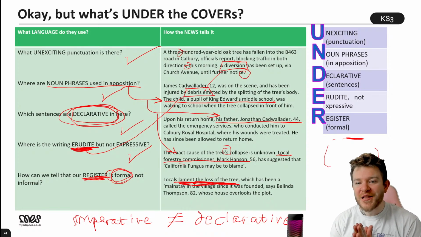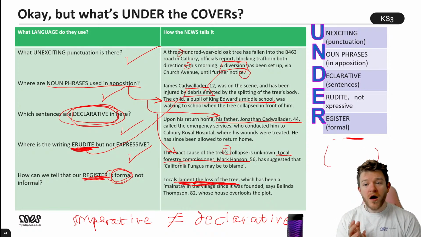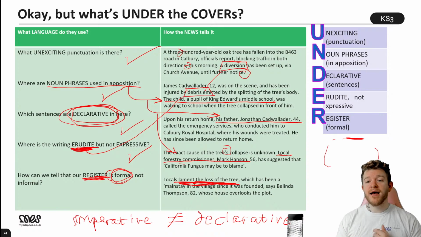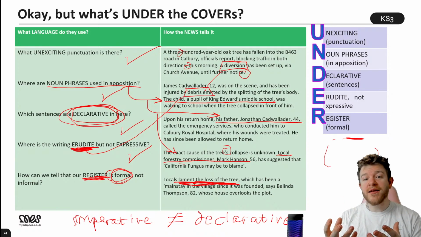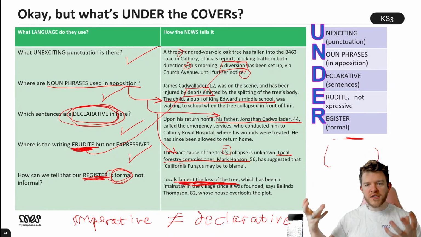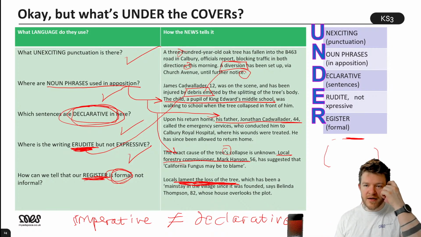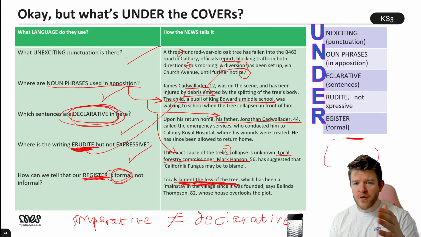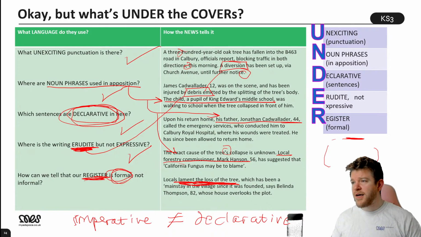Did they put "locals lament the loss" for alliteration? You know what? I didn't, because I wrote this. I did it completely by accident. I guess I'm just really talented at doing creative writing. We would try and avoid doing deliberate alliteration in a piece of writing like this because it's supposed to be very formal, very straight, very objective. Okay? You guys are absolutely amazing with the stuff that you're able to pick out already. This is so good. Fantastic stuff.